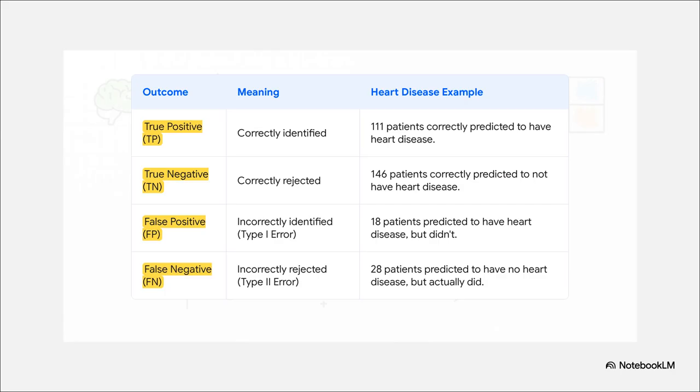So first, we've got our wins, right? The true positives, where we correctly said yes, there's disease, and the true negatives, where we correctly said nope, all clear. But then you've got the errors. The false positives, those are our false alarms, and the false negatives, well, those are the really dangerous misses. These four numbers, they are the absolute foundation for everything we're about to do.